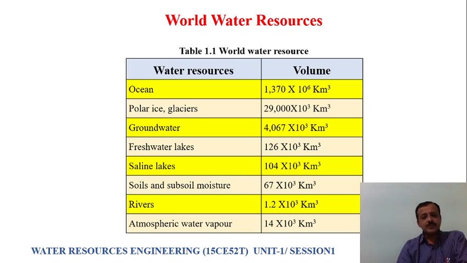If you see the world water resources: ocean 1.37 into 10 power 6 kilometer cube, polar ice or glaciers 29,000 into 10 power 3 kilometer cube, groundwater 4067 into 10 power 3 kilometer cube, fresh water in lakes 126 into 10 power 3 kilometer cube, saline lakes 104 into 10 power 3 kilometer cube, soils and subsoil moisture. Even soil moisture, the quantity of water available in our soil moisture is 67 into 10 power 3 kilometer cube. In rivers 1.2 into 10 power 3 kilometer cube. Atmospheric water vapor 14 into 10 power 3 kilometer cube. This is the availability of water in the world.